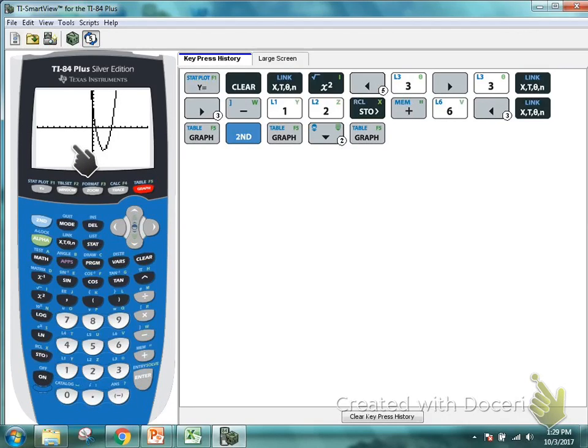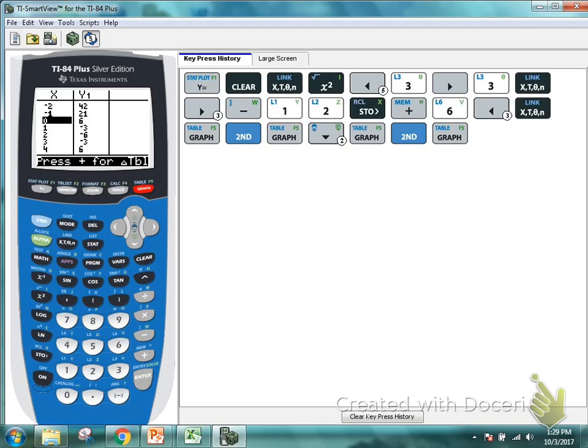David, go ahead. Find the vertex. What do you need to do after that? Once you find the vertex, you plug it in your calculator. You go second table. What do you plug in? The function, the 3x squared minus 12x plus 6. You plug that in.